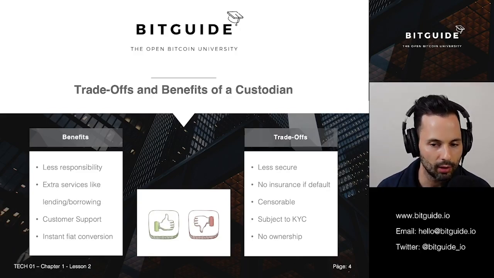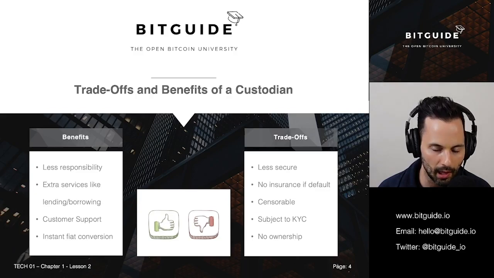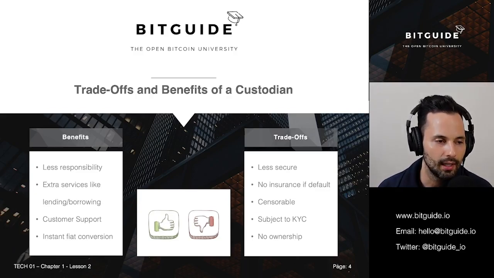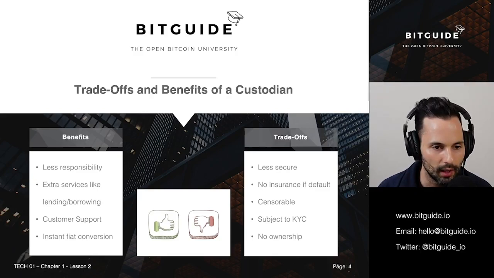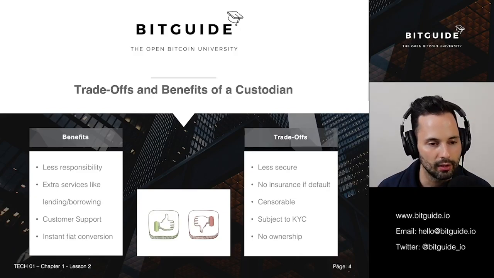So even if they don't get hacked, if the exchange or the custodian has financial issues, if they default or if they go bankrupt, your coins are gone and you cannot do anything about it. And this is nothing that has never happened in the history of Bitcoin. Mt. Gox went bust, I think 8 years ago, and every beneficiary lost all their Bitcoin. So that's another trade-off.